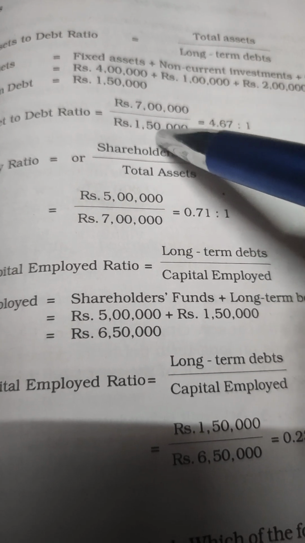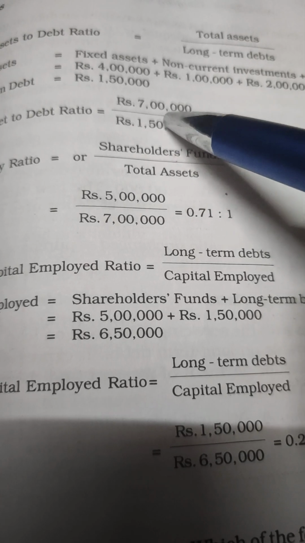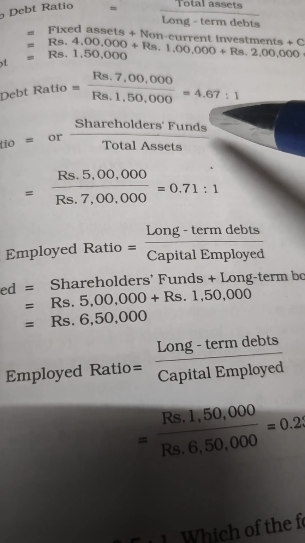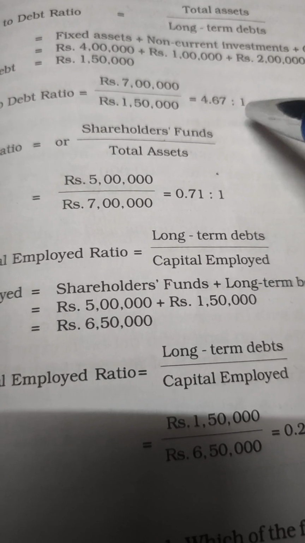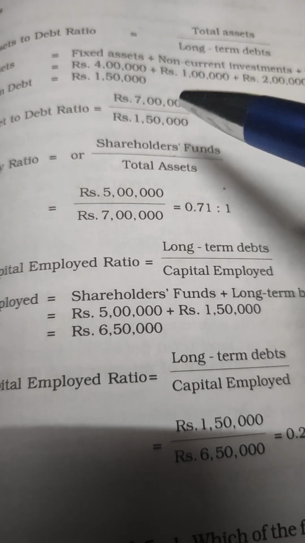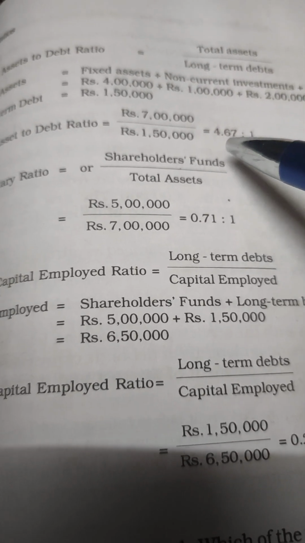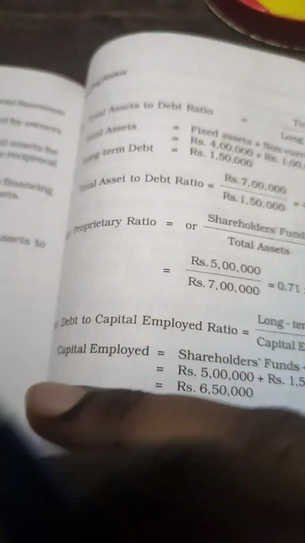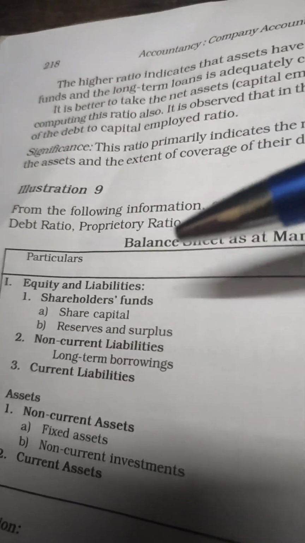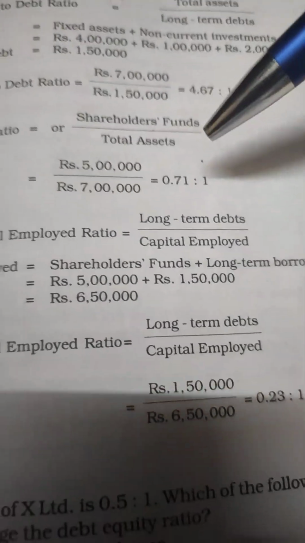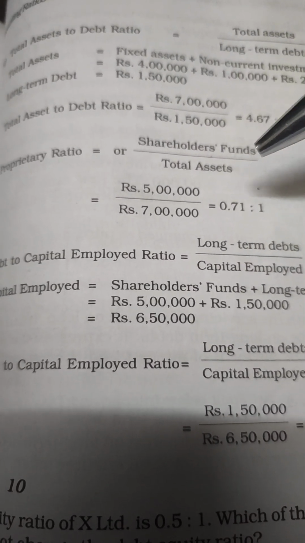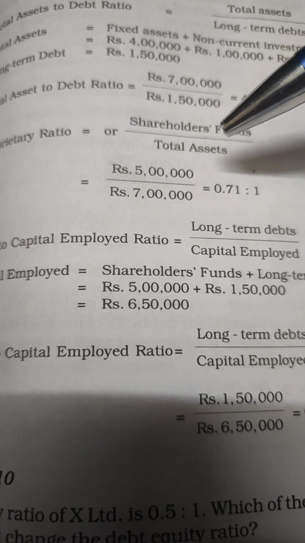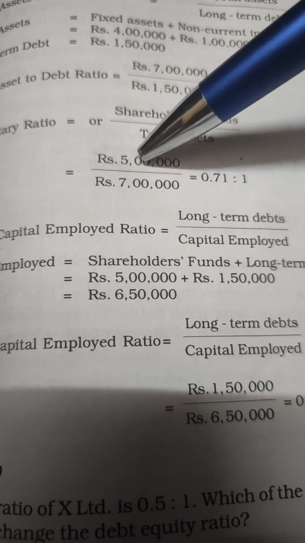Then by dividing it, first we cut the zeros, then 70 divided by 15, we simplify that and we can get this amount as 4.67. Since it is expressed as a ratio, it is written as 4.67:1. Then we have to calculate the proprietary ratio. The equation is shareholders funds divided by total assets. As I have said earlier, shareholders funds and equity are the same. We have calculated equity, the amount is 5 lakhs.